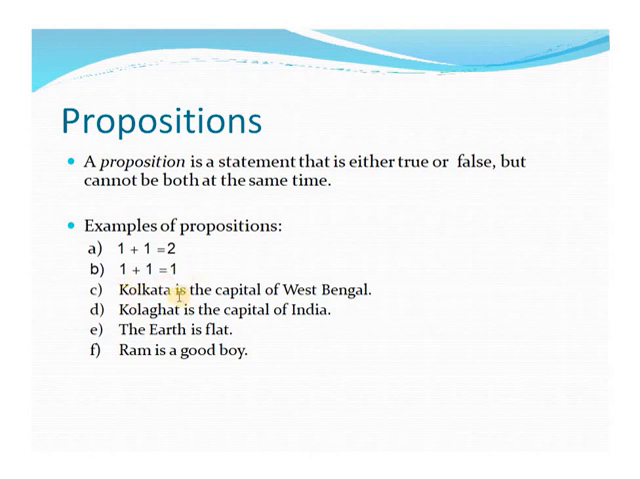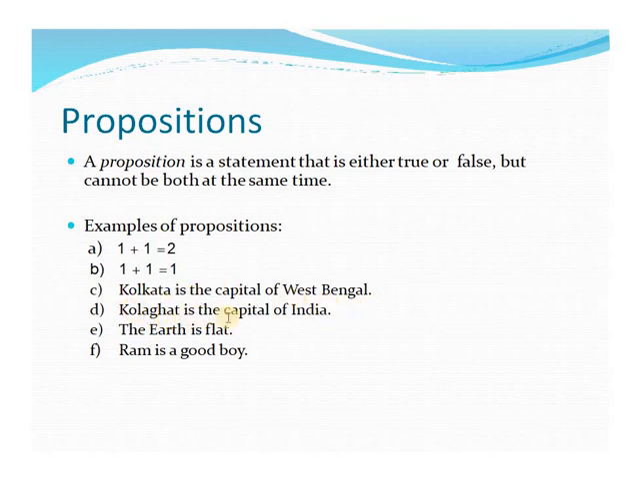Next one, Kolkata is the capital of West Bengal. So this is a statement and it has a truth value, because either Kolkata will be the capital of West Bengal or Kolkata will not be the capital of West Bengal. It is not possible that Kolkata will be the capital of West Bengal and not the capital of West Bengal at the same time, right? So this is a proposition, and this proposition has a definite truth value because we know that Kolkata is the capital of West Bengal.